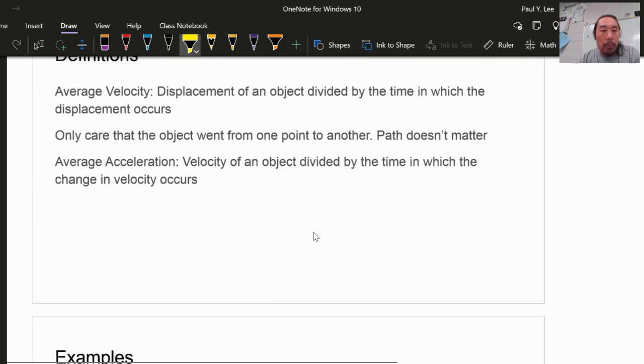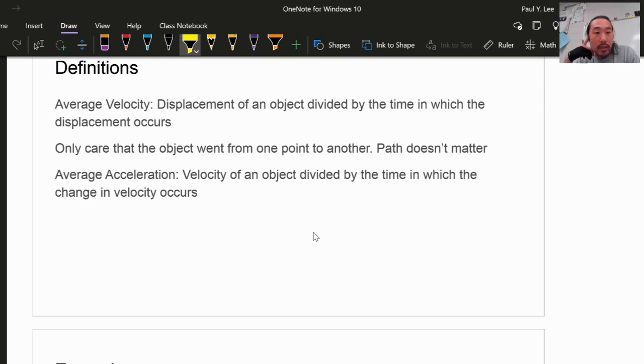Okay. Now, with that, let's go into a different definition here. We're going to add to the definition of velocity, and we're going to add average velocity. So average velocity is the displacement of an object divided by the time in which the displacement occurs. Okay. So what this tells us is that we only care about the shortest distance between your start and your finish. The path doesn't matter. Meaning, this is a callback to displacement.